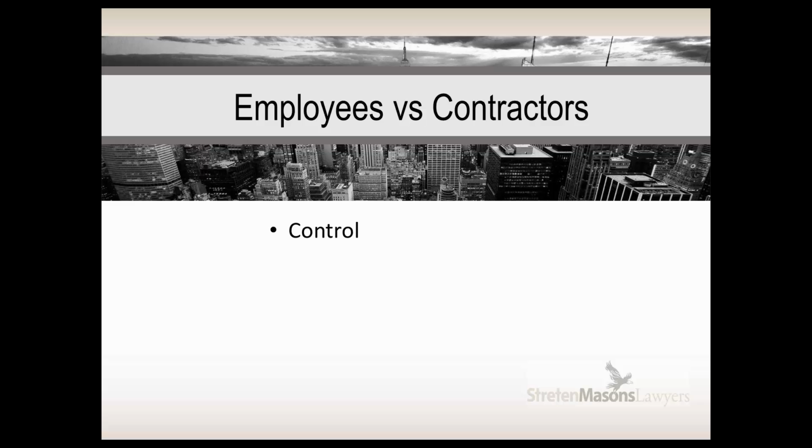The main indicators are control. With an employee, they perform the work under the direction and control of the employer, and that's on an ongoing basis. With an independent contractor, they have a high level of control as to how the work is ultimately to be done, because it's them doing the work.